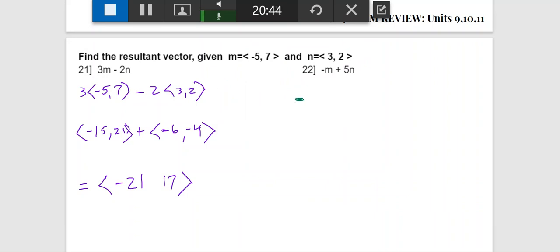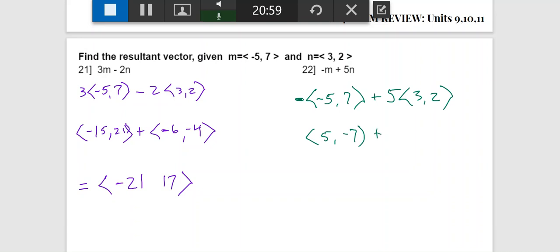Here I have a negative 5, 7. And I have a 5 times 3 and 2. So that's going to be a positive 5 and a negative 7. That's going to be a 15 and a 10 on the inside, which means I'm going to wind up with a 20 and a 3.